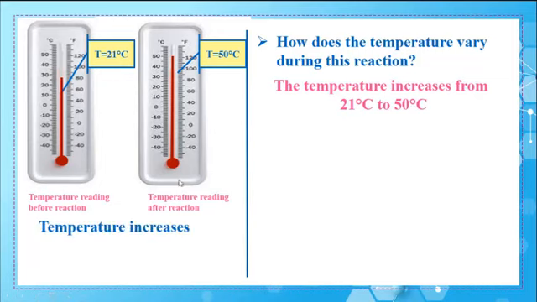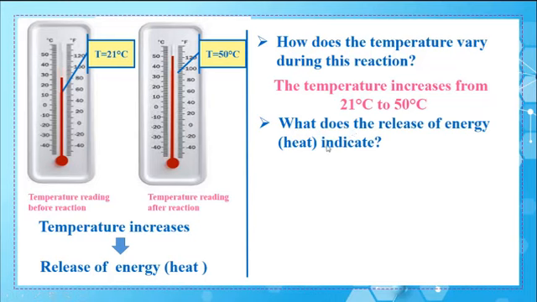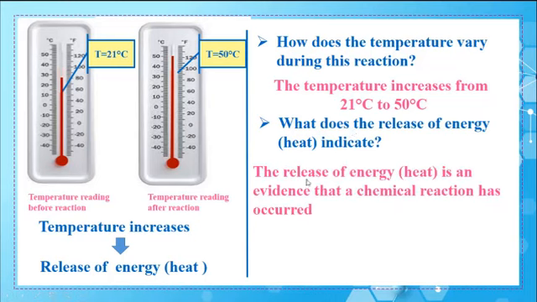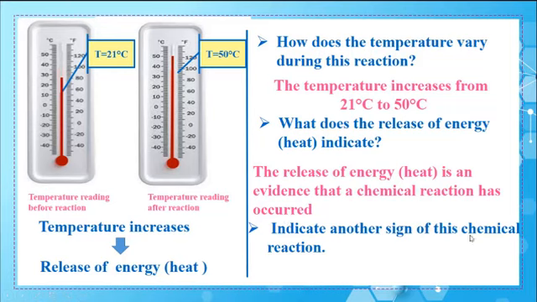But what does an increase in temperature indicate? What does it indicate? Guess? Release of energy in the form of heat without being interfered with. We didn't place them on a fire. It increases by itself. Then, what does the release of energy indicate? The release of energy here indicates the occurrence of a chemical reaction. It's evidence. Indicate another sign of this chemical reaction. Yes, what is the other sign now? Production of energy. It's not only an increase in energy. This energy could increase or decrease.